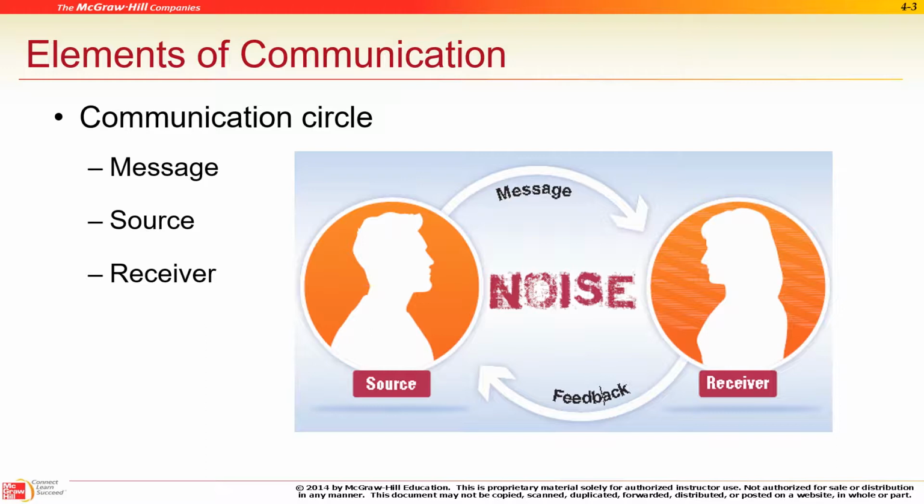The communication circle. So there's only three. It is just the source, the message, and the receiver. So don't worry about noise and feedback whenever you get a question on the communication circle. The source of the message itself via verbal, written, or electronic, and then the receiver.